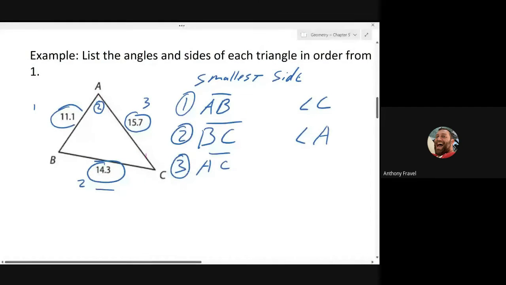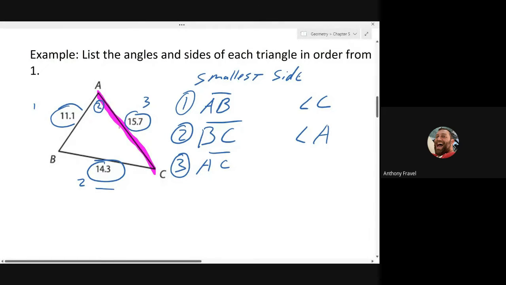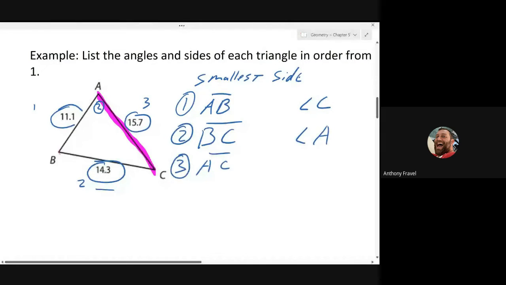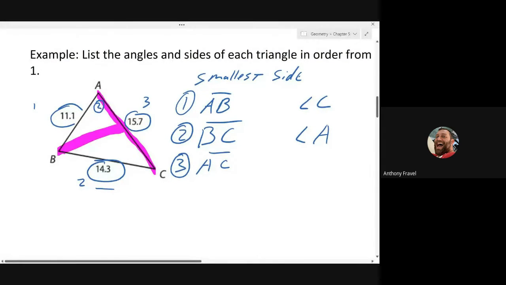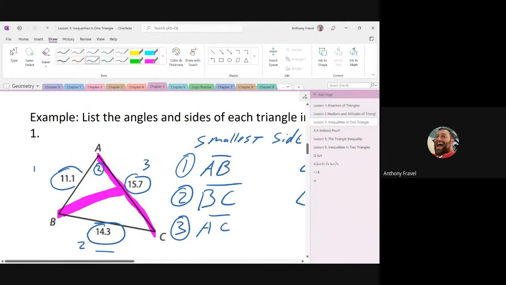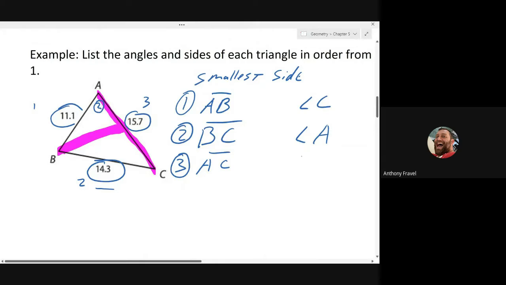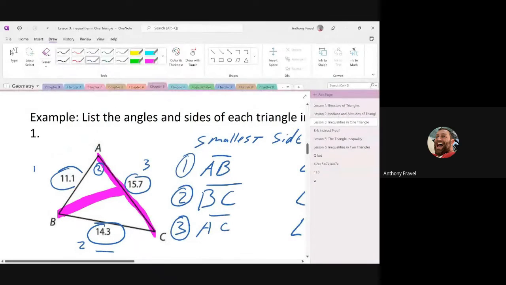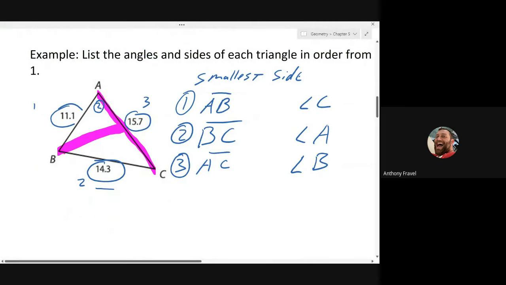And then the very last one. Getting that highlighter out again, I'm going to highlight AC. That's going to be the biggest side that we have, the largest one. And then the angle that is opposite to side AC is going to be that angle B, kind of where I put the end of that highlighter. So the largest angle that we have is going to be angle B. All right?